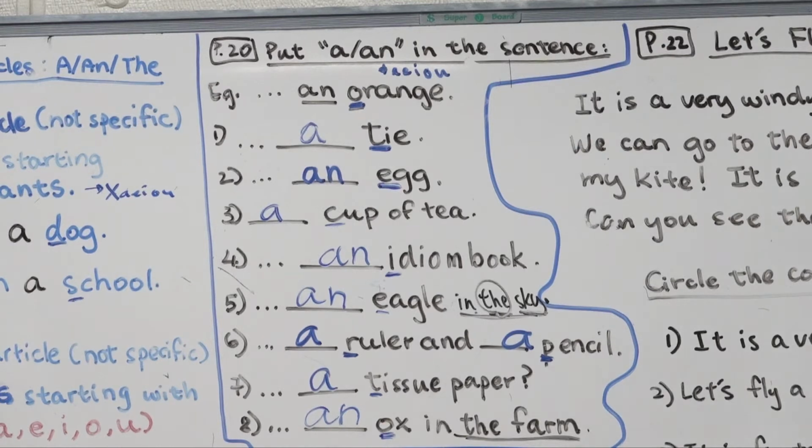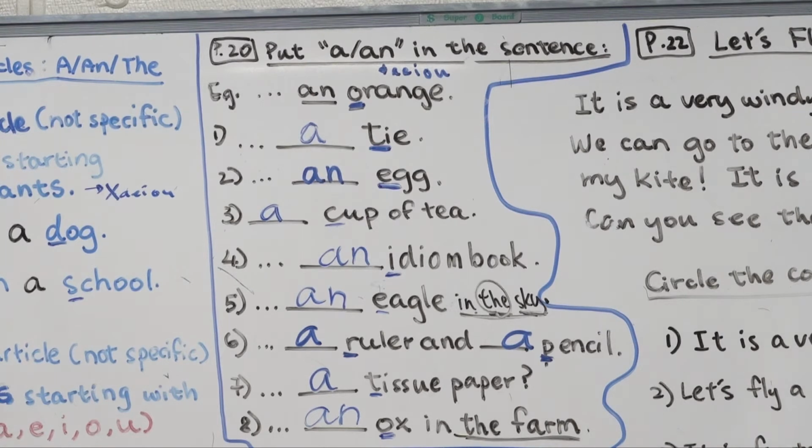Now, for number 8, there is an ox in the farm. Here we use the for farm. That means this farm is just this one farm that we know there is an ox in, okay? So which ox is it? Is it the big ox, the small ox, the fat ox, the thin ox? We don't know for sure, but we know that there is one ox in that one specific farm that the writer and the reader, or the speaker and the listener, know of, right? So the farm and the sky.